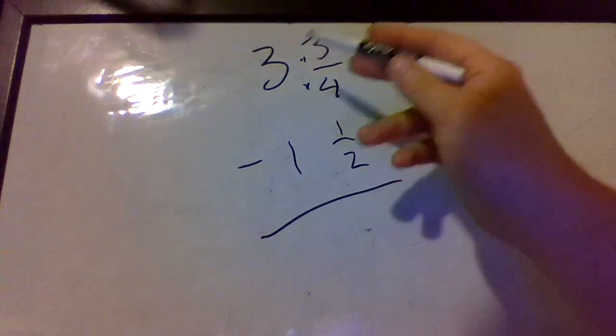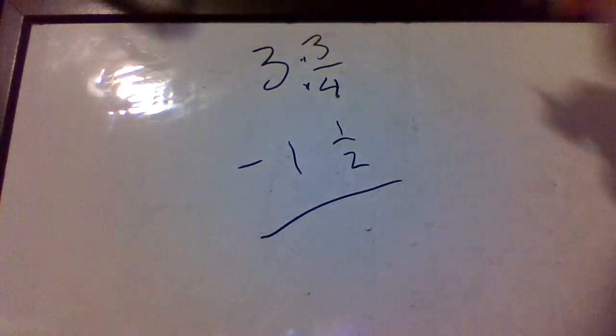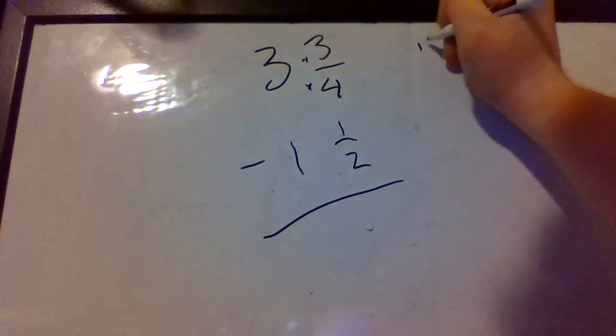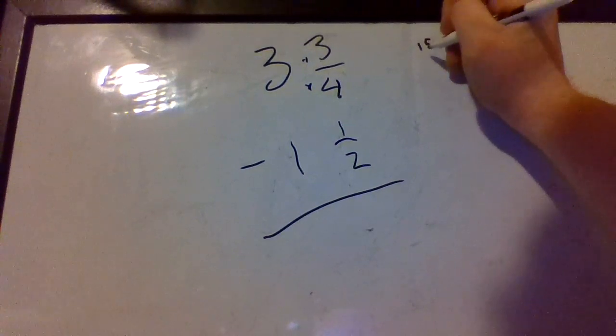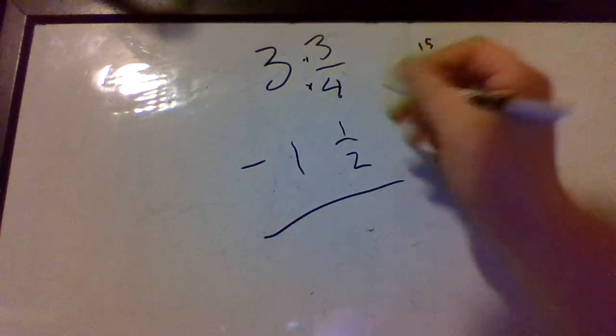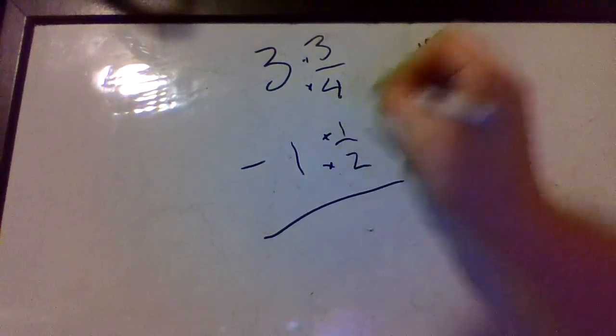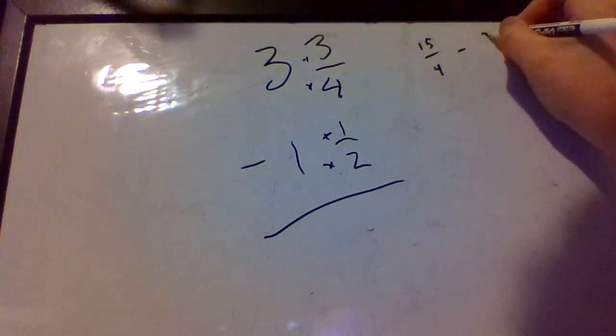4 times 3 is 12. 12 plus 3 is 15. So we've got 15 over our original 4 minus 2 times 1 is 2. 2 plus 1 is 3 minus 3 over 2.